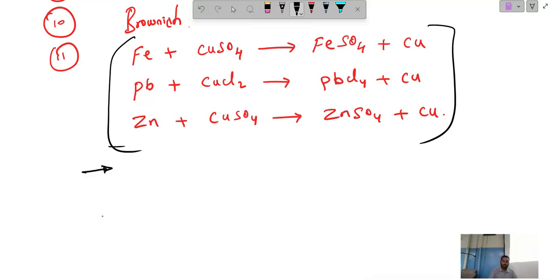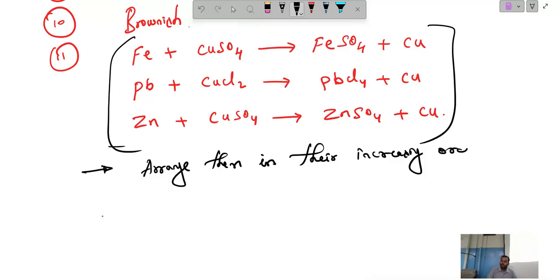The first possible question: arrange them in an order. Arrange them in their increasing order of their reactivity.